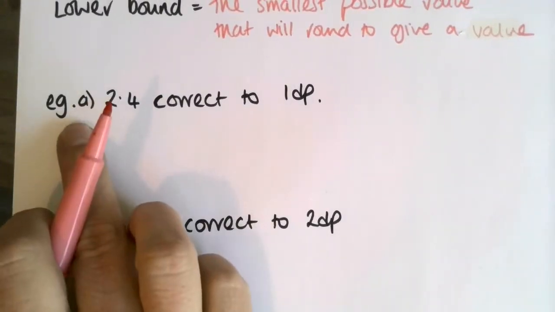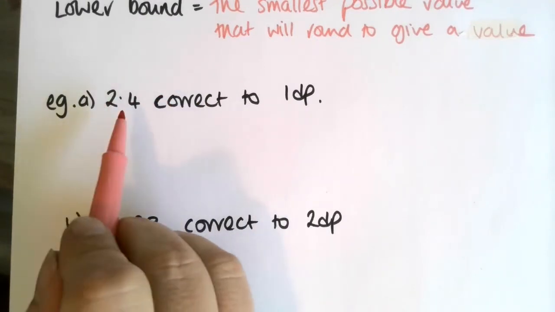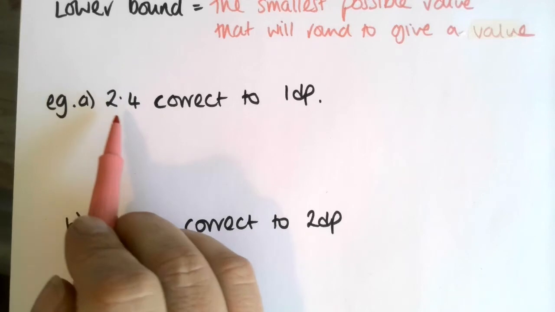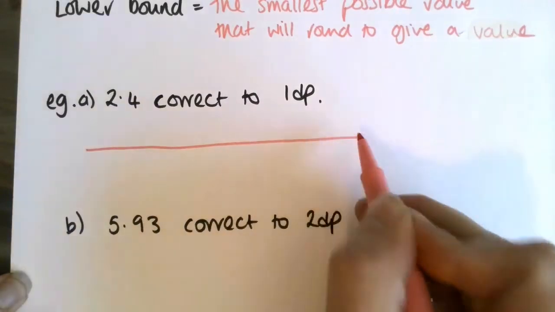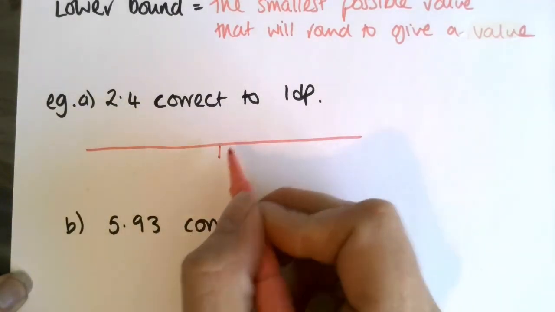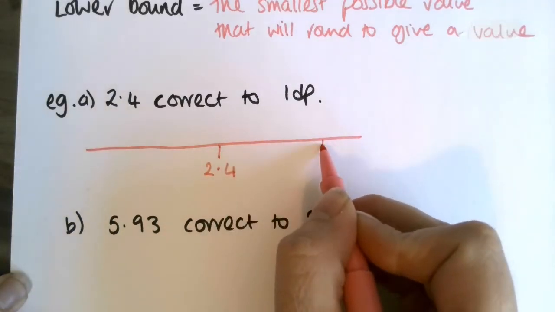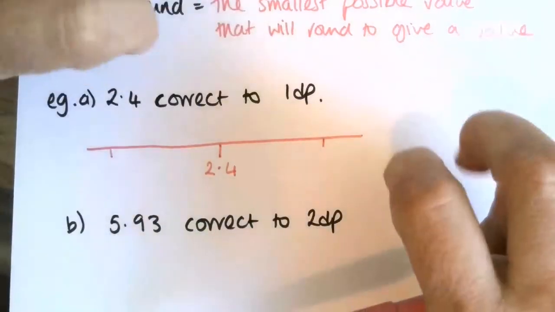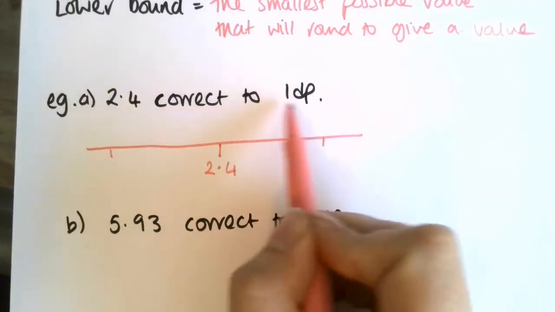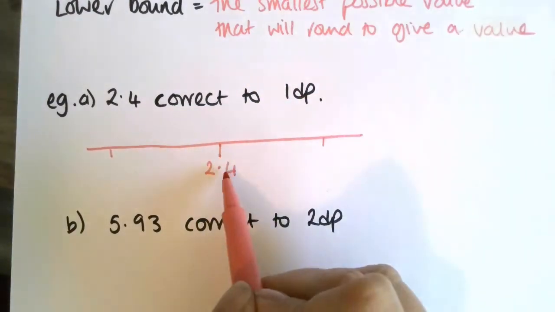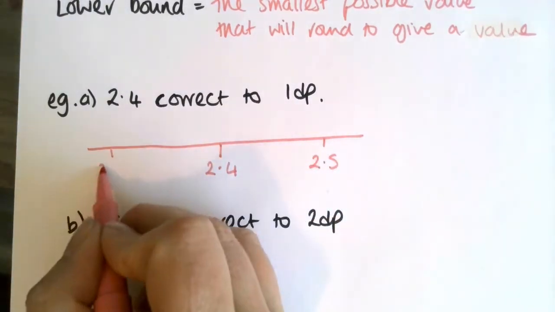For example A, if we had to find the upper bound and the lower bound of values that would round to give 2.4 whenever they were rounded to 1 decimal place, this is what I would do. I draw my number line. I put the number that the question is about in the middle, so 2.4. Leave a gap, and I go 1 above, but it's 1 of however much we've rounded to. Because this is 1 decimal place, I'm going 0.1 up. So next up will be 2.5, and next down will be 2.3.